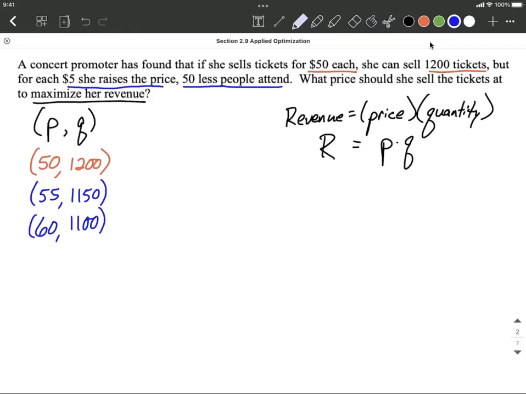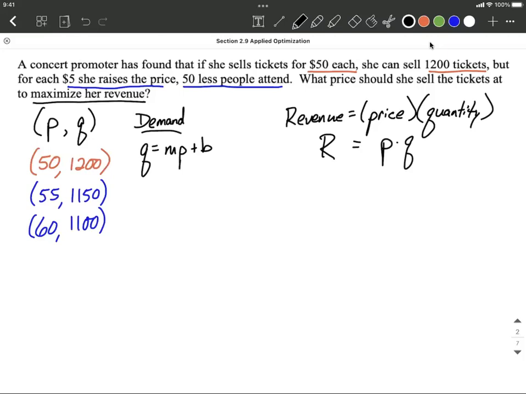Because for every $5 we raise our prices, the exact same number of people would not show up, we can think of this as a linear relationship connecting together our price and our quantity. Sometimes we call that the demand function. A demand function connects together price and quantity every single time. A linear function would look like this, where we have Q, our output value, equals M times P plus B, where M is the slope of our line and B would be the y-intercept.